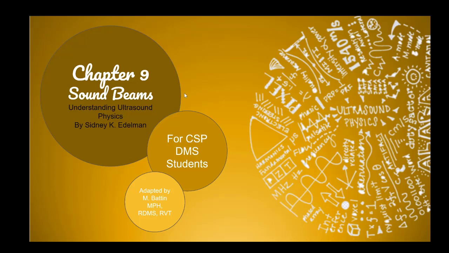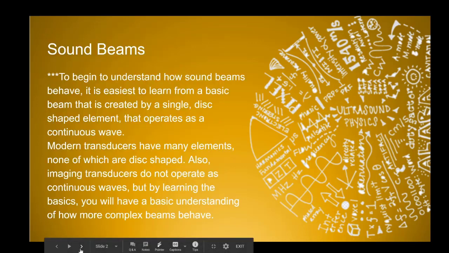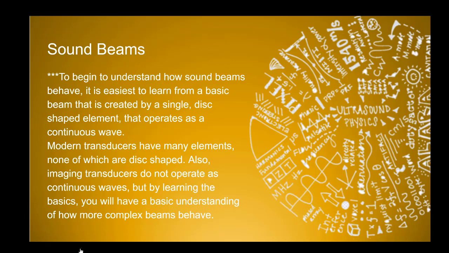So we're going to learn a little bit more about the anatomy of our sound beam, kind of like we learned about the anatomy of our transducer. We're going to look at how the sound is created from a very simple transducer. So just like we did with transducers, we learned about a very basic transducer. You're going to learn about a very basic sound beam that is created by that basic transducer.